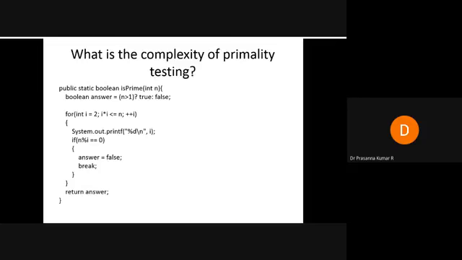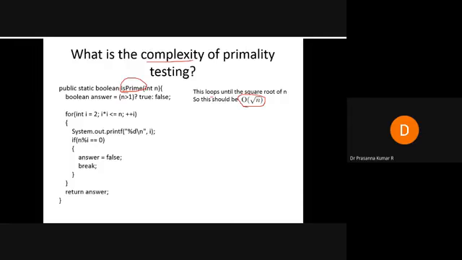If you go for any program verification software, you can always check the complexity of a problem. Here we have a problem to find whether a given number is prime or not. This particular piece of code loops until the square root of n.